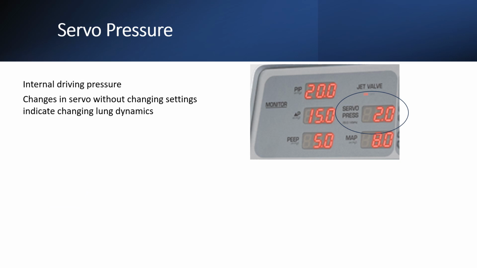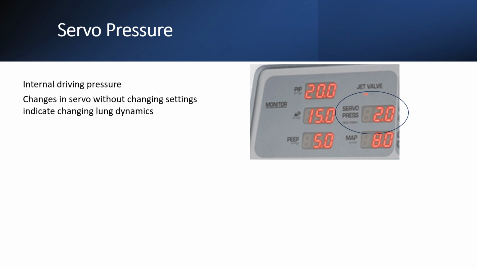The servo is a numeric representation of the flow through the jet circuit needed to establish and maintain the set peak inspiratory pressure. Instead of being set, the servo is a feedback display and can be used to represent changing lung dynamics. When the jet ventilator is initiated and the patient is stabilized, the jet ventilator will enter a learning mode and determine a baseline servo pressure, which will be displayed. There may be small fluctuations in servo pressures as the patient spontaneously breathes.